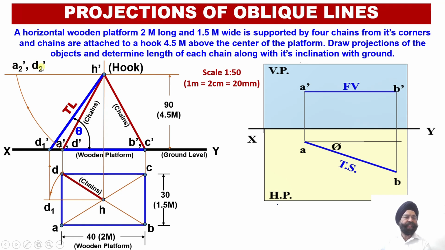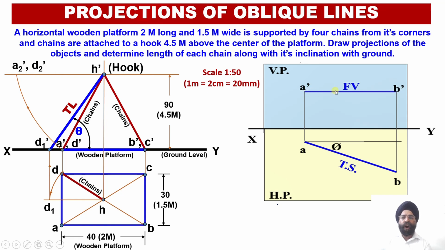Why the numbering 2 is there? Because this is the second rotation. So having obtained these 2 points, now we can check. We have got the elevation projection line which is h dash a2 dash and h dash d2 dash. So this elevation projection line corresponding to these two chains happens to be parallel to the horizontal plane.